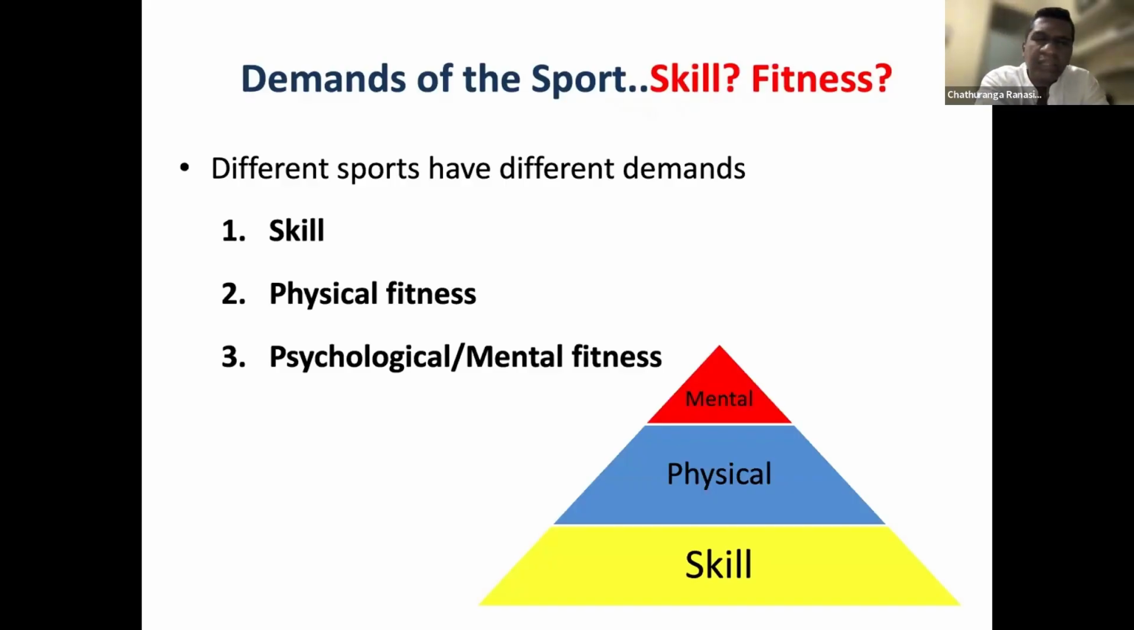And the second thing is, when you have the skill, all the players who are in these international teams are very skilled. They are the most skilled people in that country. But for you to maintain this skill and play throughout a year or a season or throughout years, you need your physical fitness. So physical fitness is the second most important thing for an athlete. You have both of that, but to compete and become the best, you have to have your psychological and mental fitness. So these are the three areas that we try to optimize in athletes.